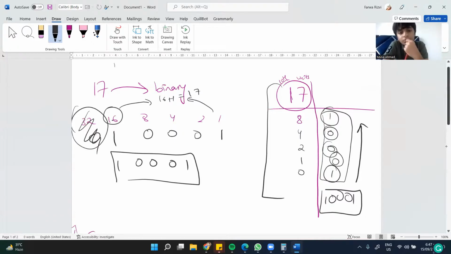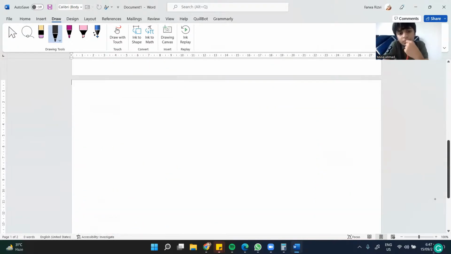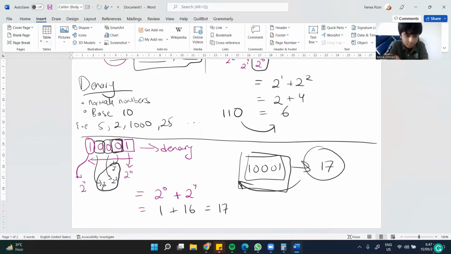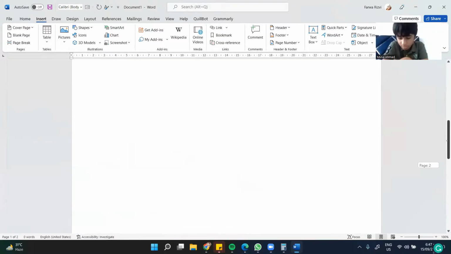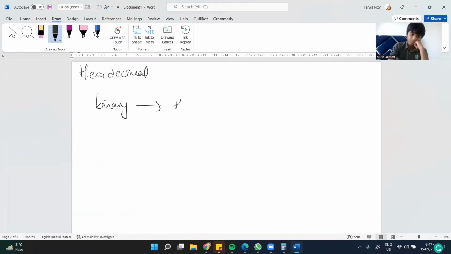Okay, now we've done denary to binary. Let's try doing binary to hexadecimal. So what is hexadecimal? Hexadecimal, let me take a new page. Hexadecimal is, again, a kind of short form for binary. And how is it a short form? The way this works is that it'll take some binary number. Let me try converting binary to hex.